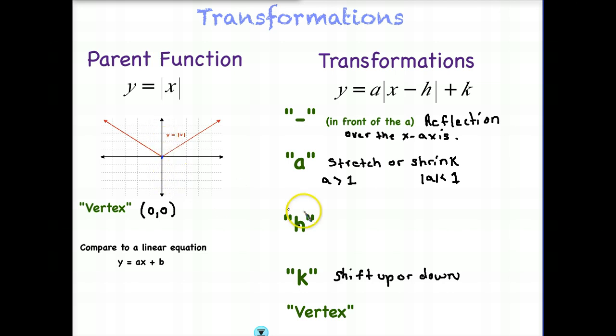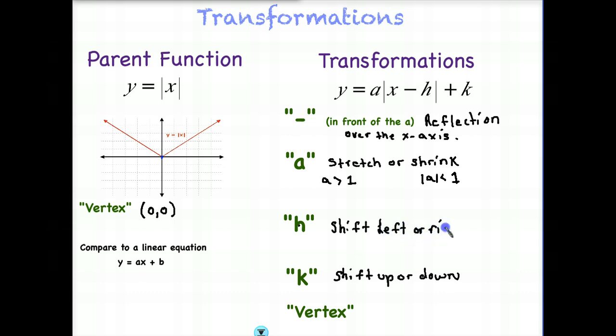Okay. Now let's think about the h value here. The h value in here is going to shift our function to the left or to the right. And the easy way to remember that is to think about that it's inside the absolute value marks with the x. Since it's in there, that means it's shifting the x to the left or to the right. So this is a shift left or right.